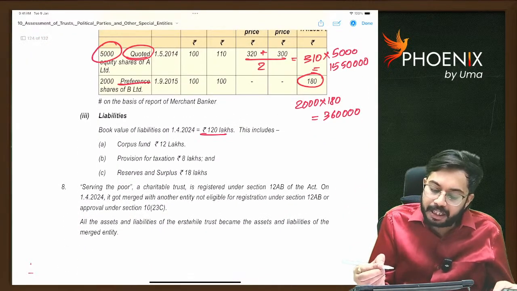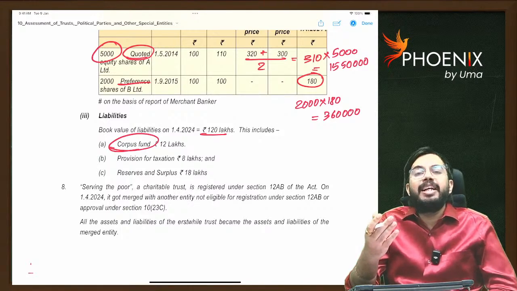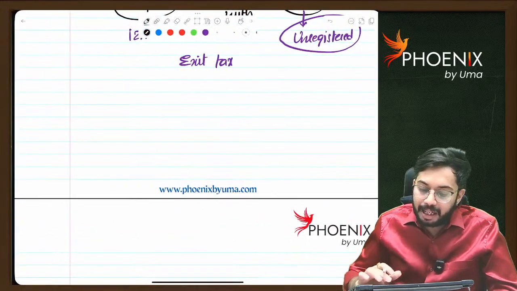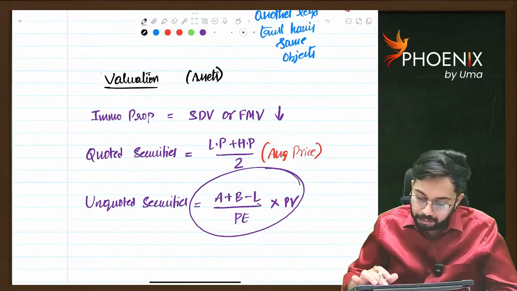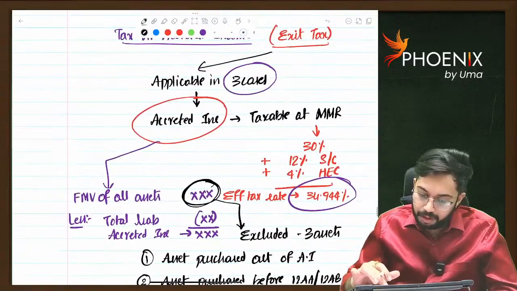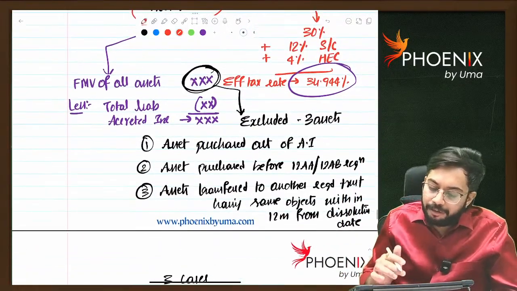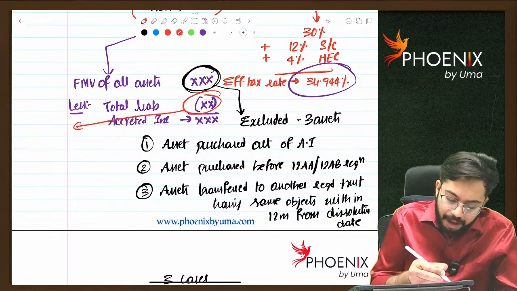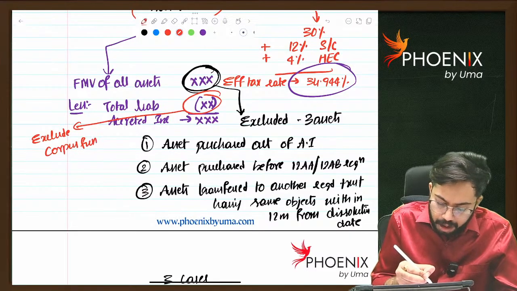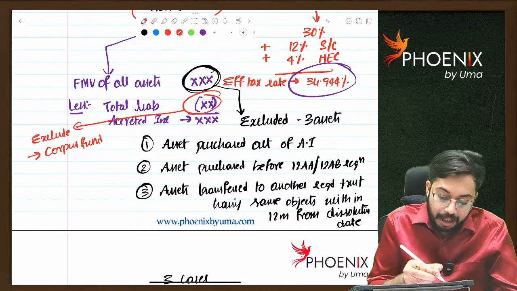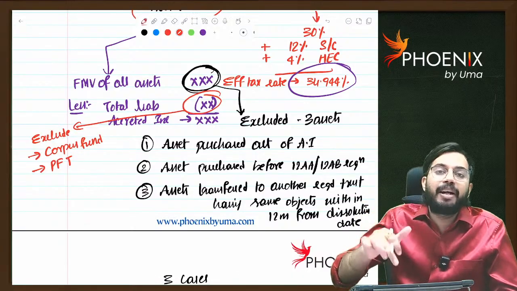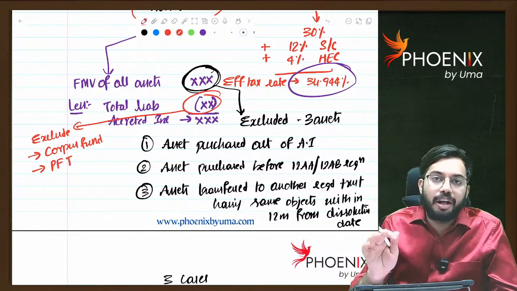Next, book value of liabilities 120 lakhs. Corpus fund. Corpus fund is like share capital, right? Share capital is not treated as liabilities. That should be excluded. Another important point: fair market value of all assets minus liabilities, right? While calculating liabilities, you should exclude corpus fund. That means corpus fund is not a liability. Provision for tax is also not a liability. See, generally provision for tax is a liability, but for calculation of accreted income, provision for tax is not a liability.